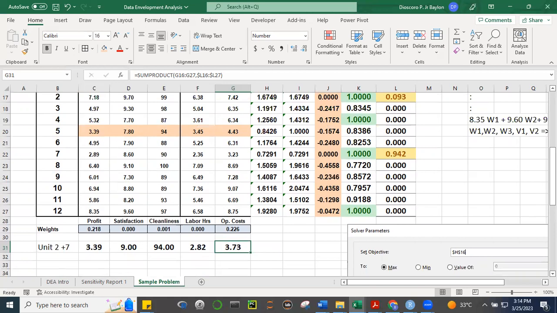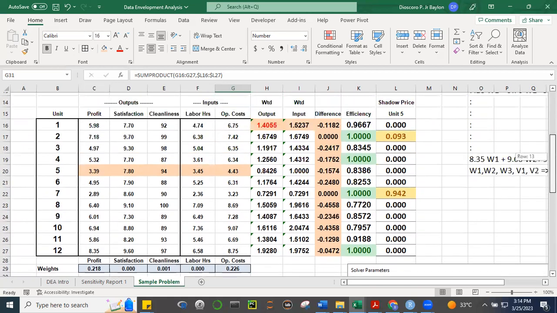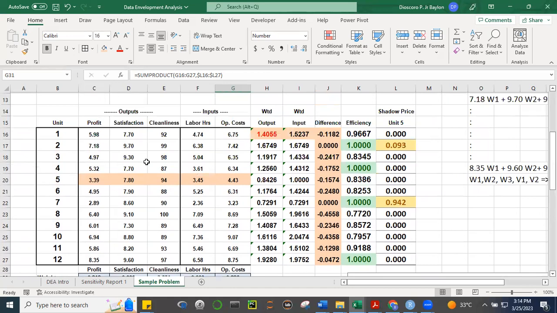Any questions so far, class? I'll give you a few seconds to work on that. Try it with unit number 3, for example. What linear combination of efficient units will perform better than unit number 3?